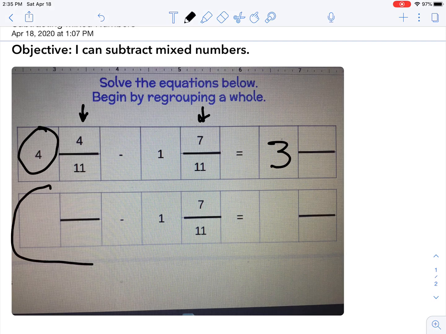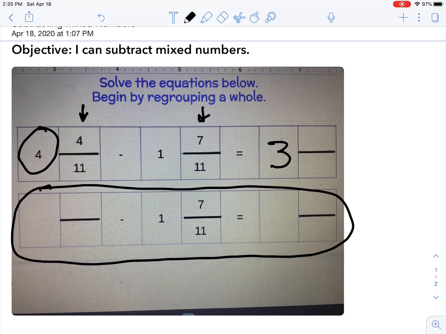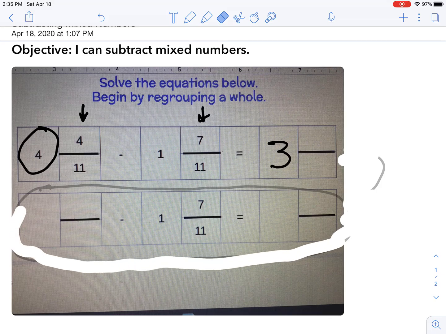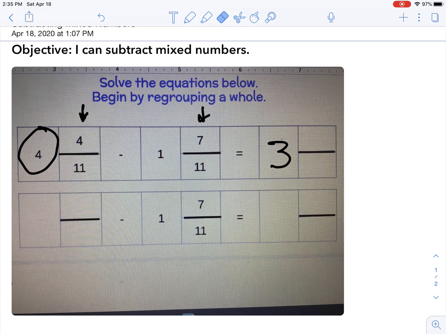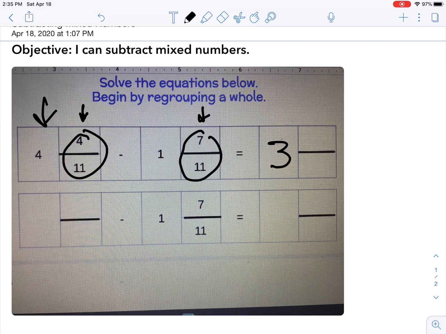And that is why in these problems, they have this whole box down below. This box at the bottom is the same problem as this. They are not different problems. It is there for you to use so you can borrow from your first whole number. All right. So if you notice when you're going to subtract the fractions that this second fraction is larger than the first one, you're going to have to borrow.